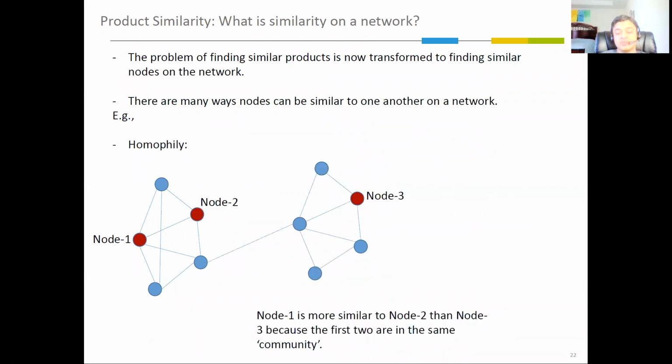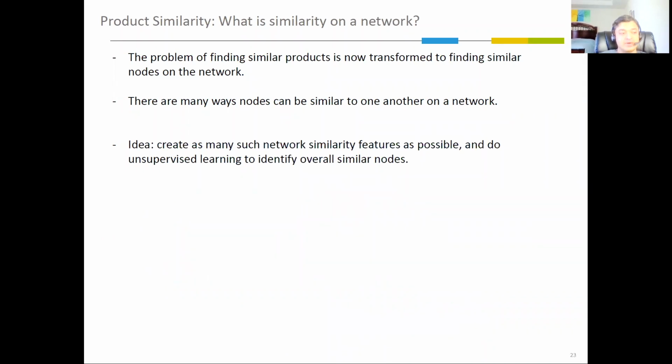How about the community structure? Sometimes two nodes in the same community are more similar to each other than two nodes which are in two completely different communities. So that's yet another definition of similarity. It's called homophily. And in this case, node 1 is more similar to node 2 as opposed to node 1 and node 3. There can be many different definitions. You can come up with your own definition for similarity on the network.